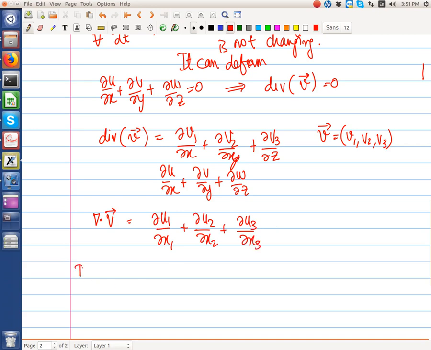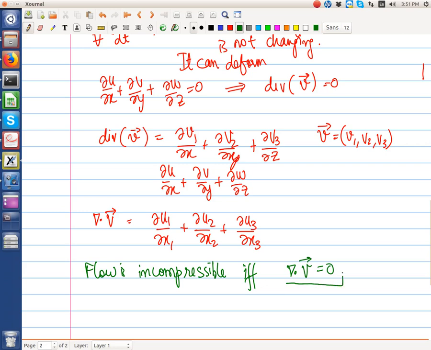So a flow is incompressible if and only if the divergence of the velocity is 0, that is, the volume of a fluid element does not change because of the non-uniform flow field. The elements can deform, but the volume of the element remains constant. So if this is equal to 0, the flow is said to be incompressible.